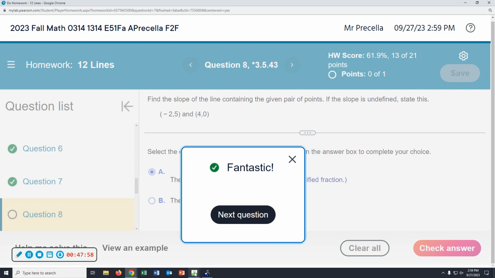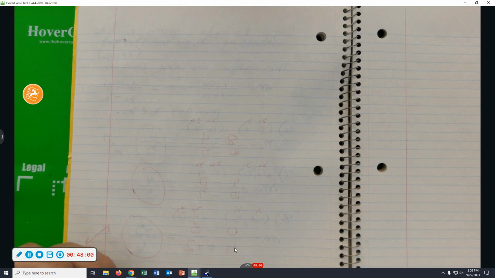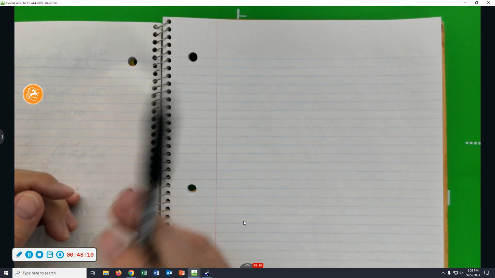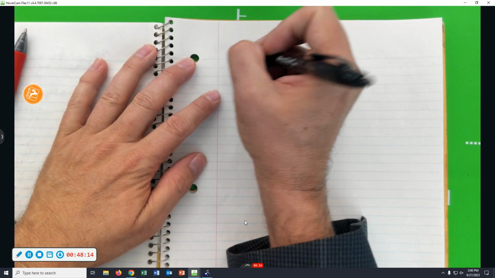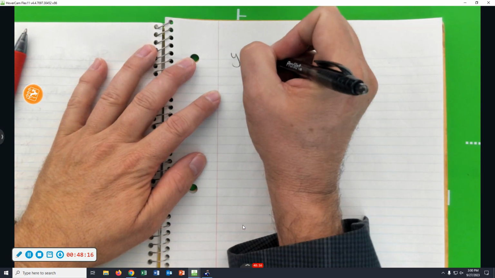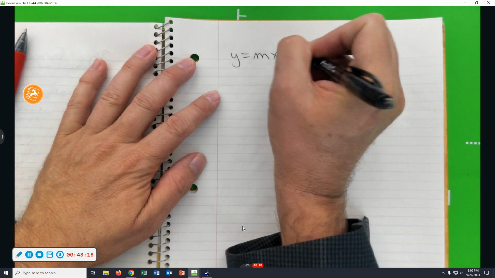Okay. I'm ready to discuss something called the slope-intercept form of a line. Okay. Now we're looking at slanted lines. So those have x's and y's. The slope-intercept form is y equals mx plus b.